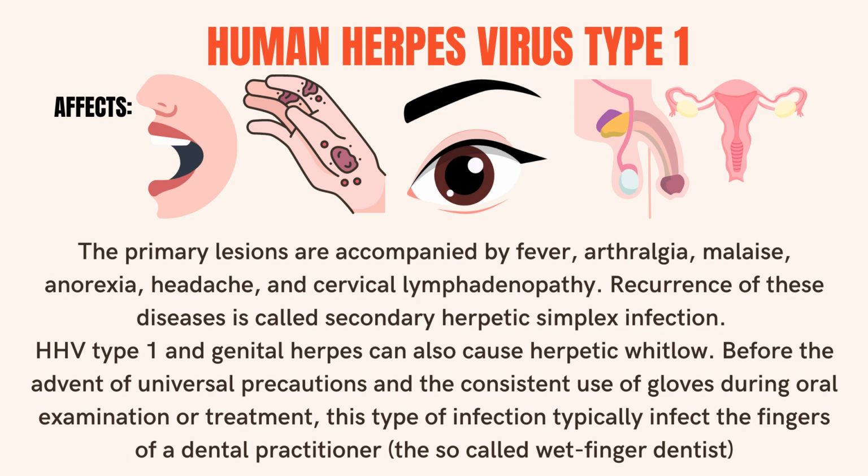Recurrence of these diseases is called secondary herpes simplex infection. HSV type 1 and genital herpes can also cause herpetic whitlow. Before the advent of universal precautions and the consistent use of gloves during the oral examination or treatment, this type of infection typically infected the fingers of a dental practitioner, also called wet finger dentist.